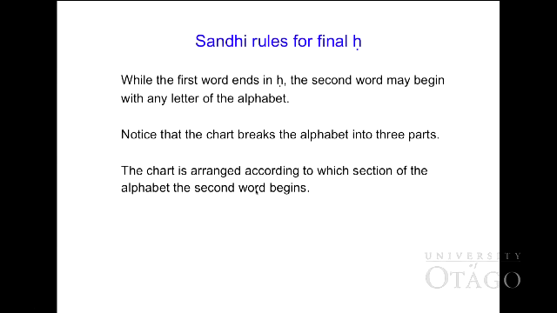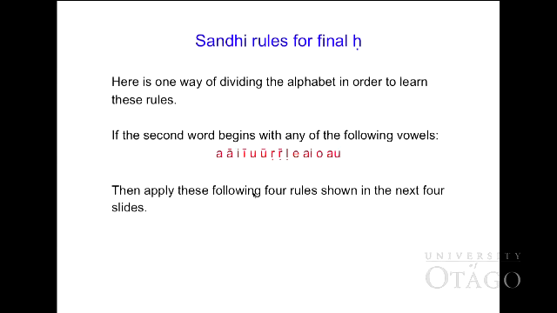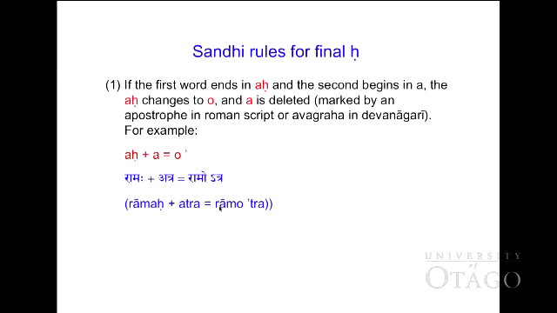While the first word ends in ḥ, the second word may begin with any letter of the alphabet. Notice that the chart breaks the alphabet into three parts. The chart is arranged according to which section of the alphabet the second word begins. So here is one way of dividing the alphabet in order to learn this rule. If the second word begins with any of the following vowels, for example R, etc., then apply the following four rules shown in the next four slides.